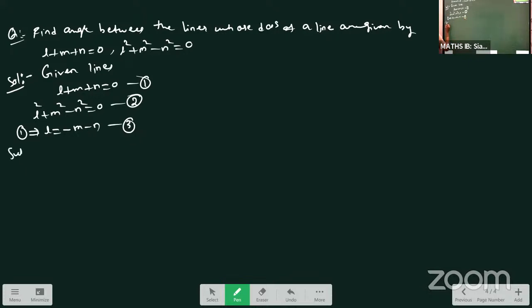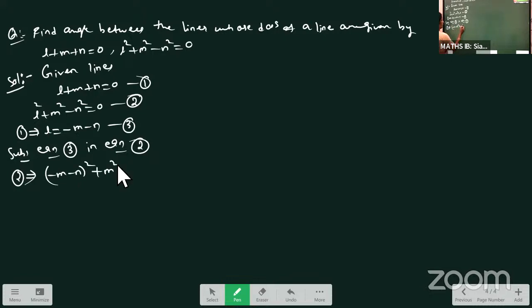Now what is the next step? Substitute equation 3 in equation 2. Go to equation 2, which implies l square, l means minus m minus n whole square, plus m square minus n square is equal to 0. It is in the form of a plus b whole square. Even though both are minus, when both signs are minus, we have to go for a plus b whole square.